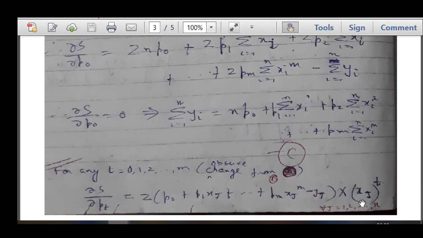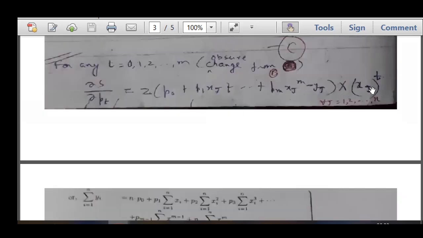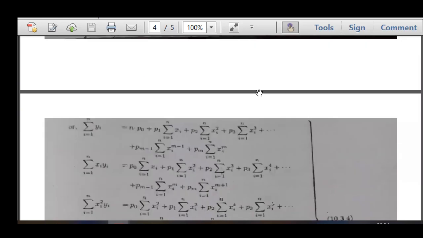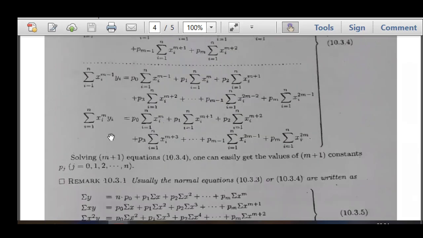This is in general. Xz to the power t will be coming depending on which t you are taking. If you are taking p0, say xz to the power 0, that means 1. That's what we have got here. If you are taking p1, then it will be xz term multiplied with this thing, and likewise. Okay. So adding up all this, in general, you will be getting these equations. This one, this one, this one, and up to m plus 1 equations.